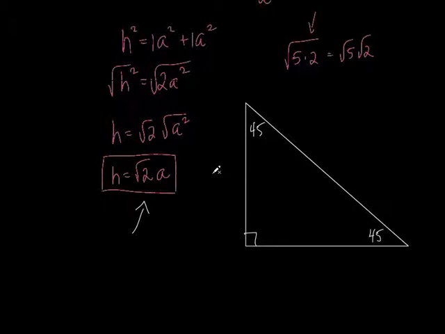What if they give, I don't know, this isn't any more difficult. What if they said that this side was 7.3? How would you find the hypotenuse? That's it. Very good. It's just 7.3 times the square root of 2.